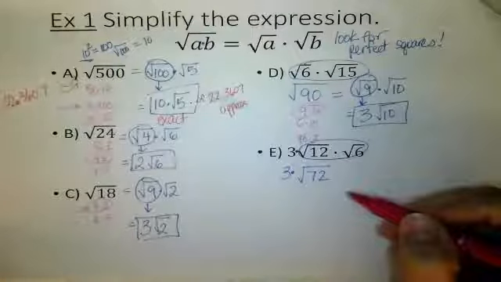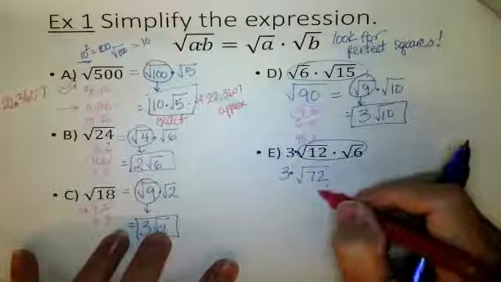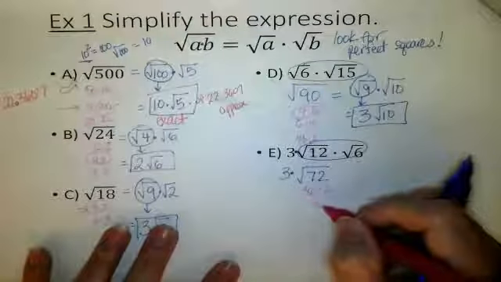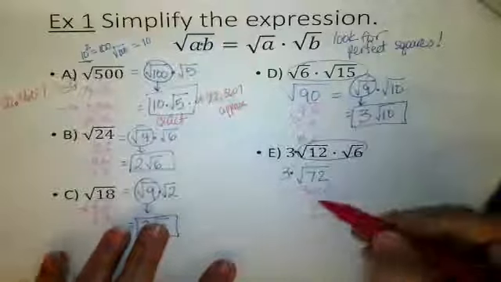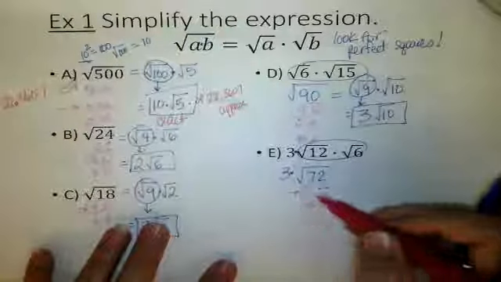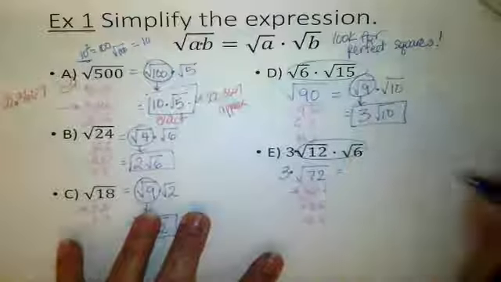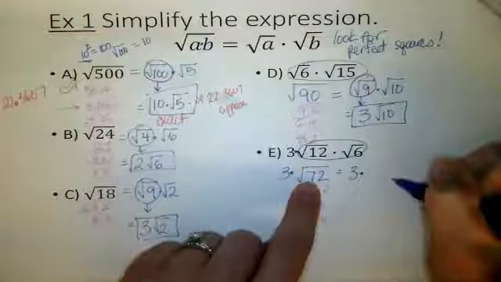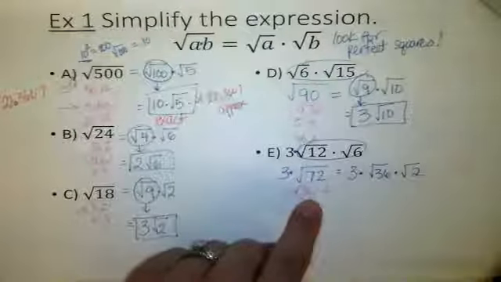72 divides by 2 really nicely. 2 times what? 31. Nope. 36. 36, yep. It's also 9 times 8 and 12 times 6. But again, 9 is a perfect square and 36 is a perfect square. Why am I going to use 36 times 2? Because it's the biggest perfect square. I have a 3 chilling out in front, and radical 72 is going to break apart into radical 36 times radical 2.